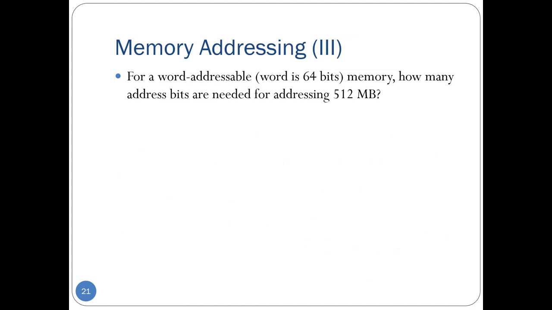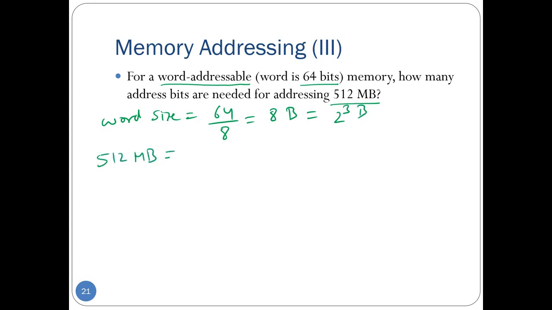The fourth problem here is again presenting us with a word addressable memory, but the word size is 64 bits. And the question is how many address bits would be needed if we want to address 512 megabytes of memory. Okay, so first of all, the word size is given by 64 divided by 8, which is simply 8 bytes, which is basically 2 cube bytes. 512 megabytes would be 2 to the power 9 multiplied by 2 to the power 20 bytes, which is 2 to the power 29 bytes.